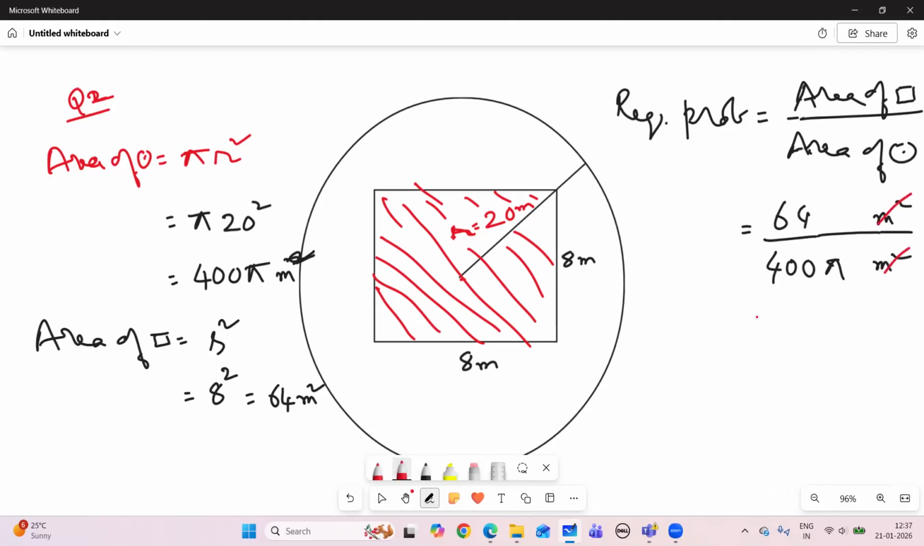Okay, so it is 64 by 400 pi. This may be simplified. Okay, let us see. Yeah, the least terms. 4 cancels in this. You get 16 here, you get 100 here. Again, okay, so 4 cancels in this.